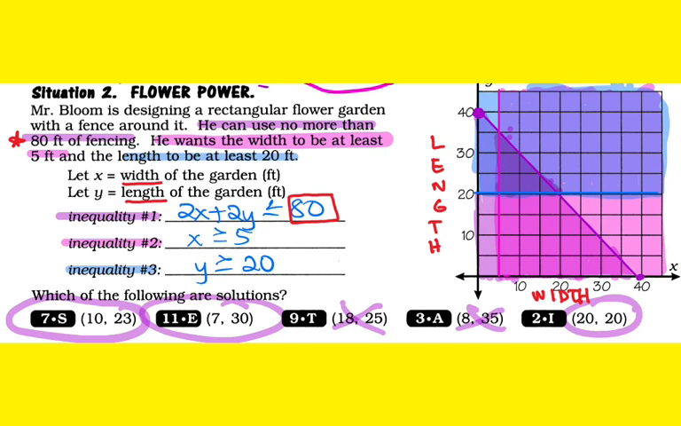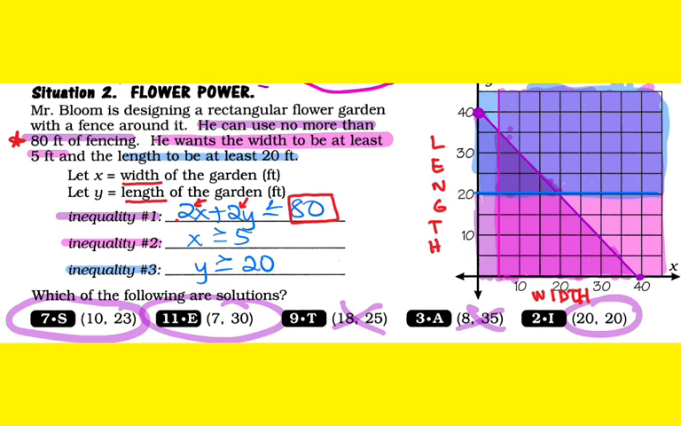So we know that they can have two of each, right? Because it's going to be a perimeter. So I know it's 2 times this side and 2 times that side, right? To have a perimeter. So anyway, I know it's going to be 2x and 2y can be no more than 80 feet of fencing. So I go ahead and graph this line in purple.